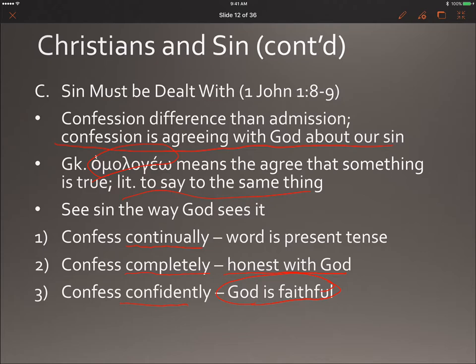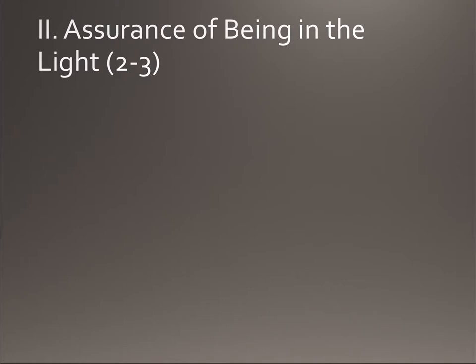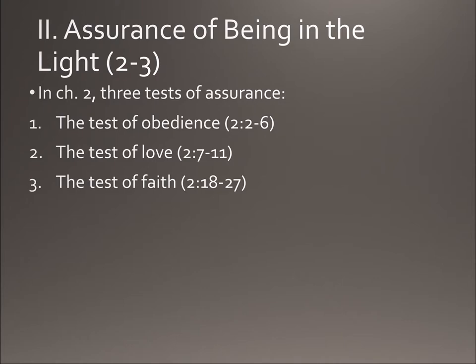So go in confidence. Go boldly before the throne of grace that you may obtain mercy and find grace to help in a time of need. Let's move on. The assurance of being in the light. This is chapters 2 through 3, so we're going to pick up some speed here. In chapter 2, there are three tests of assurance. You'll need to know these. Chapter 2, verses 2 through 6, there is the test of obedience. Then we have the test of love, verses 7 through 11. And then the test of faith, verses 18 through 27.